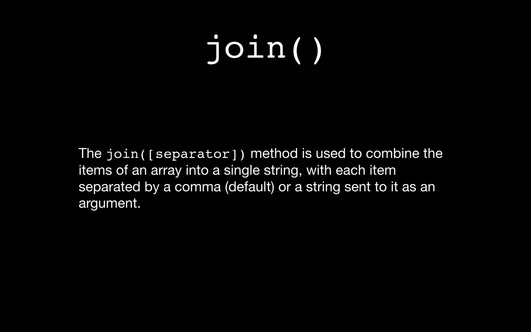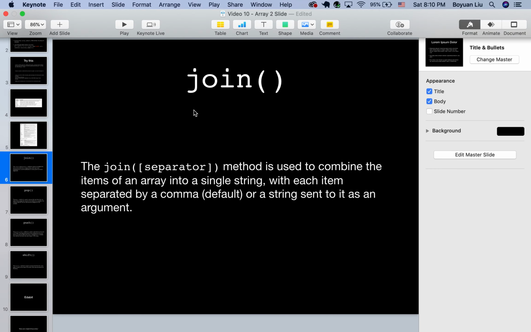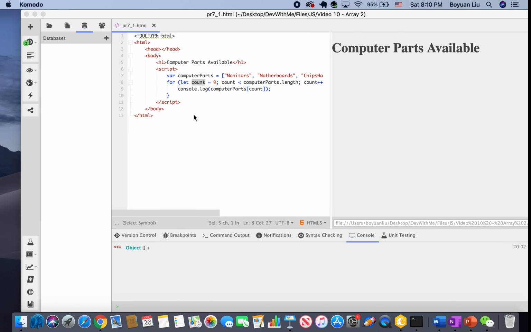So let's talk about the join method. The join method is used to combine the items of an array into a single string, with each item separated by a comma by default, or by a string sent as an argument. Let's take a look at what that means.